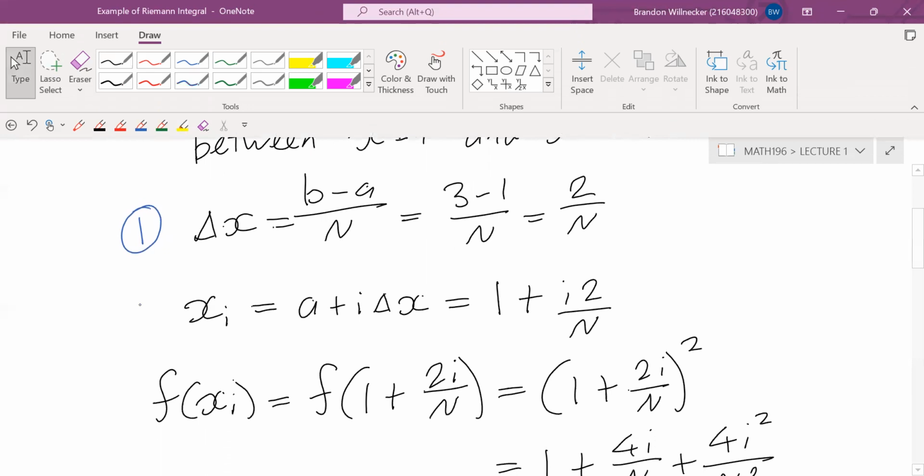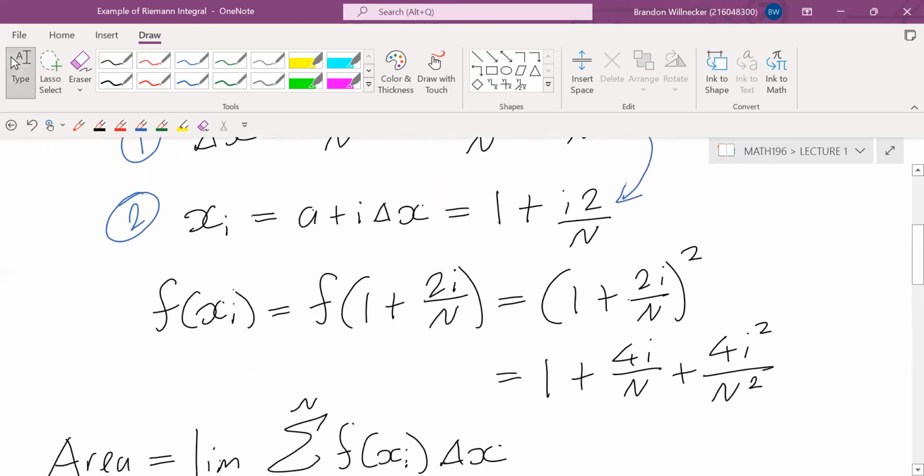Okay. The second thing that we need to do is calculate the sample point. So that's our xr. Remember, you can take any sample point. So in this case, we take a plus r delta x. I recommend that you use this one as well. Okay, again, you plug in what you know. We know what a is. We know what delta x is. We calculated that before. So we can calculate xr.